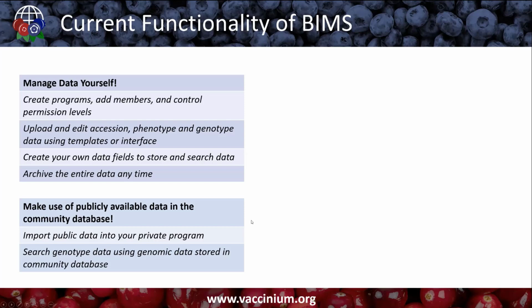And also you can search genotype data using genomic data stored in the community database. So for example, if you did genotyping using SNP arrays that are stored in GDV, then you won't have to store all the marker data and their genome positions into your BIMS separately. As long as the SNP name is the same, you will be able to search your genotype data using the information stored in GDV.